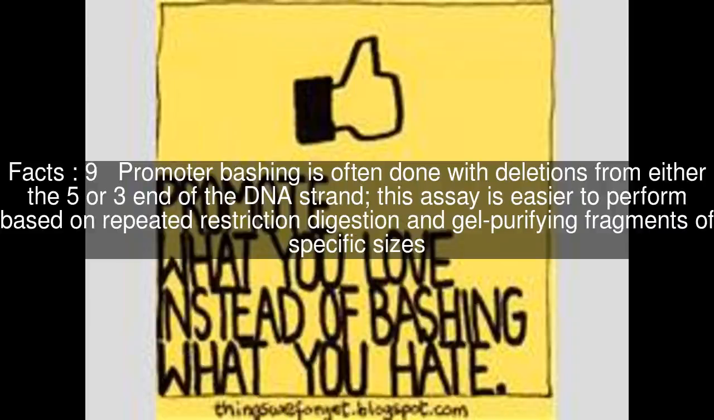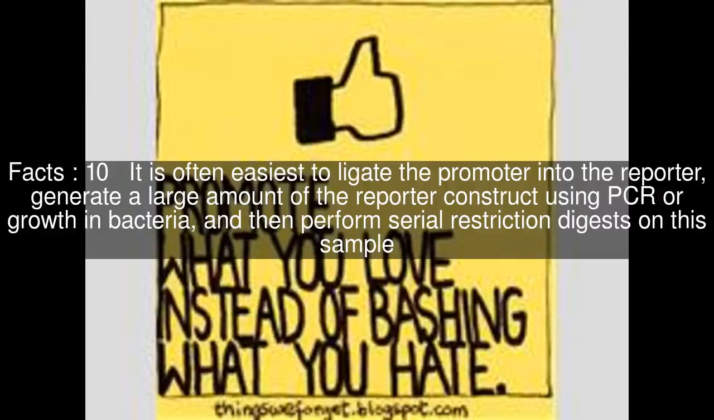Promoter bashing is often done with deletions from either the 5' or 3' end of the DNA strand. This assay is easier to perform based on repeated restriction digestion and gel purifying fragments of specific sizes. It is often easiest to ligate the promoter into the reporter, generate a large amount of the reporter construct using PCR or growth in bacteria, and then perform serial restriction digests on this sample.